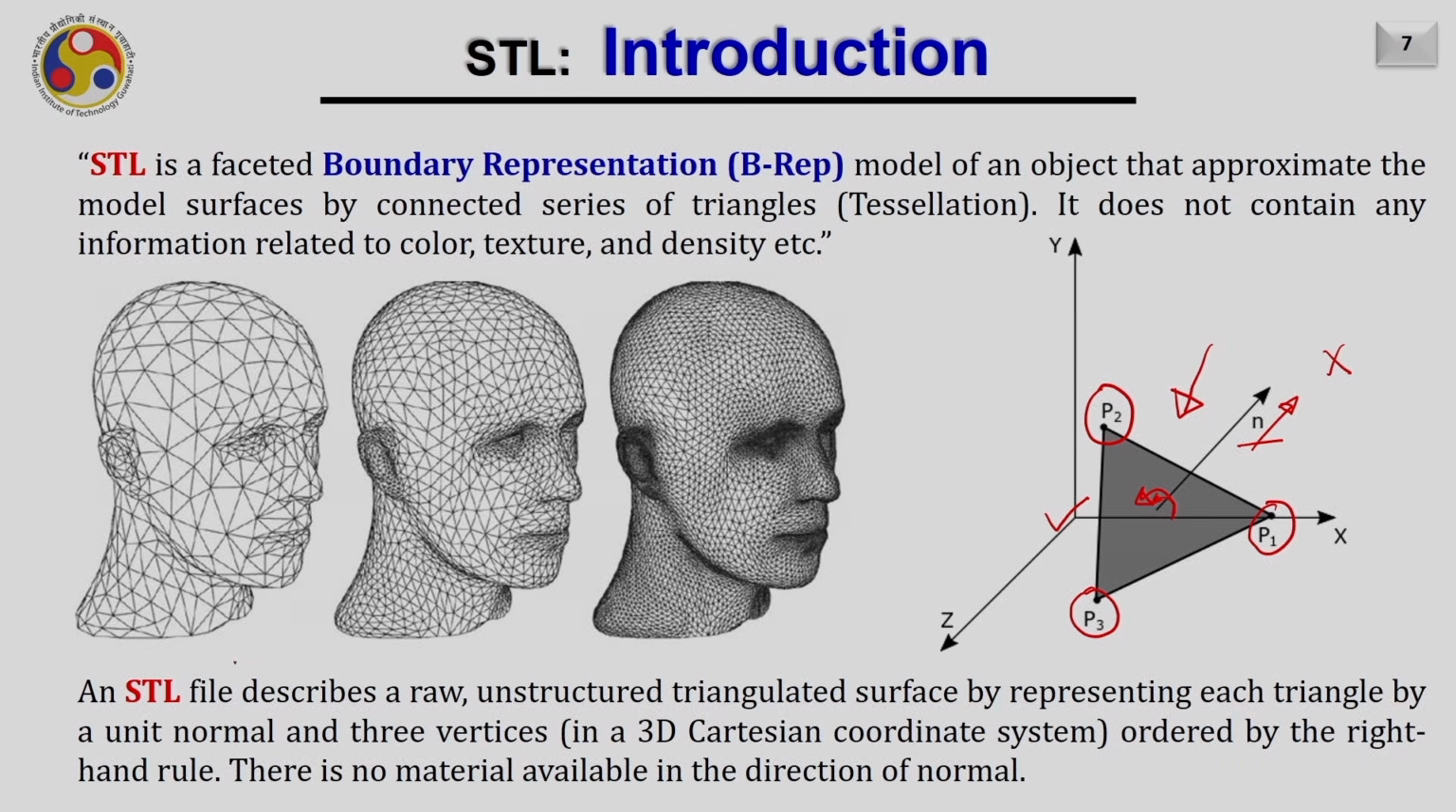It is an example of representing a complicated surface with a large number of triangles. You can see that if the number of triangles is increasing, we are able to represent the object more accurately. However, the size of the file will also increase.